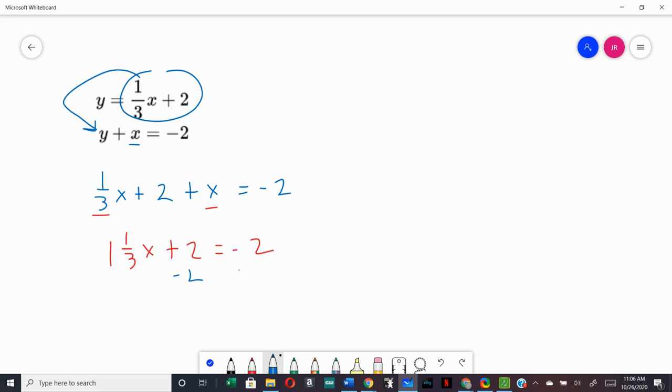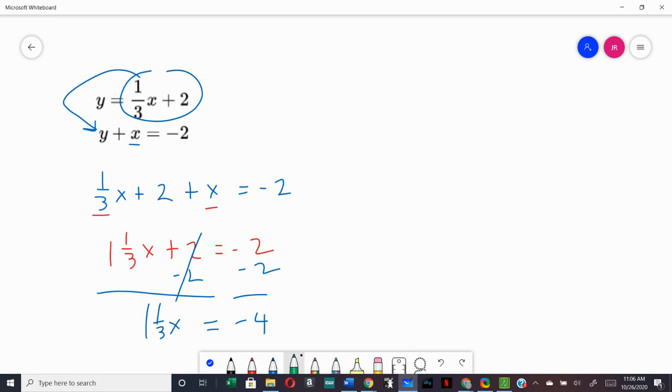We're going to subtract 2 from each side. Be careful with the signs. That's -4, not 0. And this over here will equal 1 and 1/3 x. So now here's where people start to get a little confused on what to do. How do I get rid of a fraction, especially a mixed number, when I have a variable?